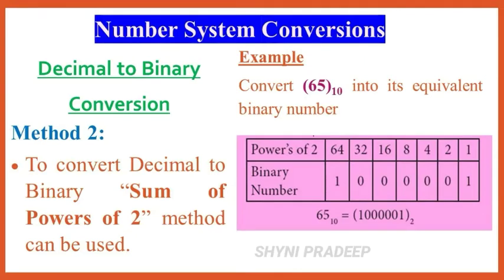Here you have to compare the original number and the power of 2 bit. If the power of 2 bit is smaller than or equal to the original number, you have to set it as 1. But if the power of 2 bit is greater than the original number, then you have to set it as 0. So compare the original number 65 and the power of 2, 64. Which number is smaller? 64. So 64 is smaller than the original number, so you have to set the value 1.